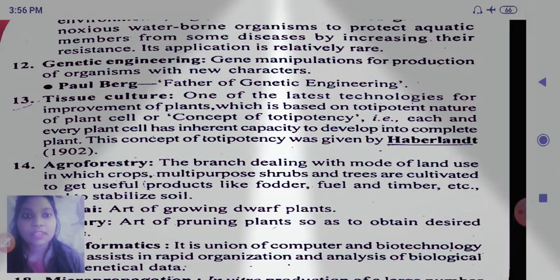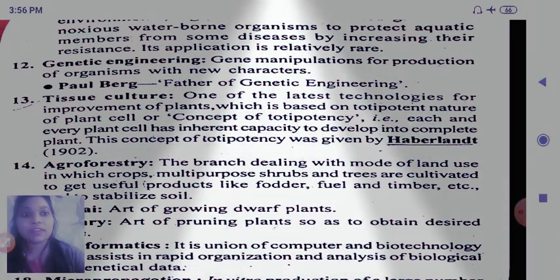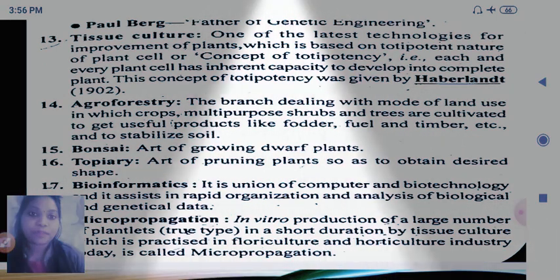All those things it can make. It can form it. That type of cell is known as the totipotent cell, and the process is totipotency. The concept of totipotency means that each and every plant cell has the inner capacity to develop into a complete plant. This concept of totipotency was given by Haberlandt. Then agroforestry means agriculture plus forestry.